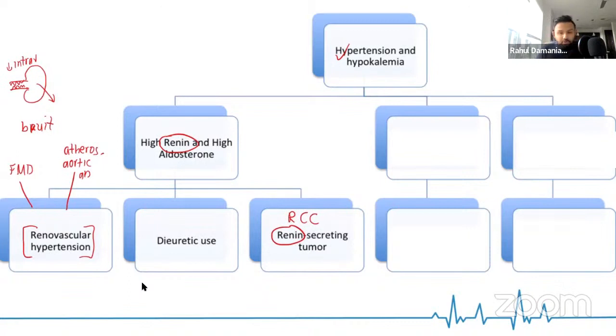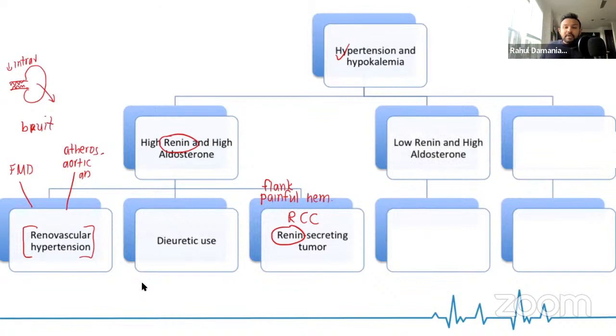What's important for you to recognize is that renal cell carcinoma's most common pathological variant is going to be the clear cell type. But also what you have to recognize is that these patients present with painful hematuria and a flank mass. And that's different than, for example, bladder carcinoma. In bladder carcinoma, you have more painless hematuria.